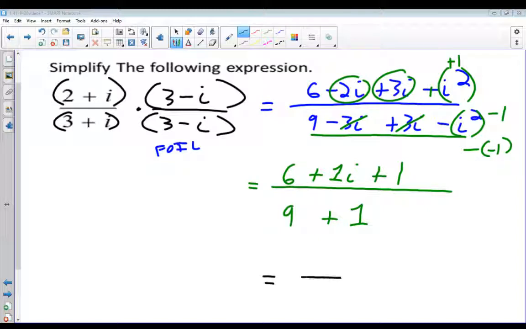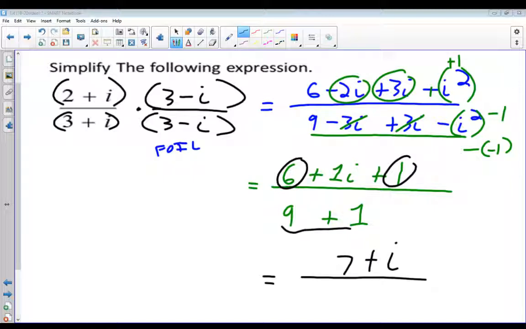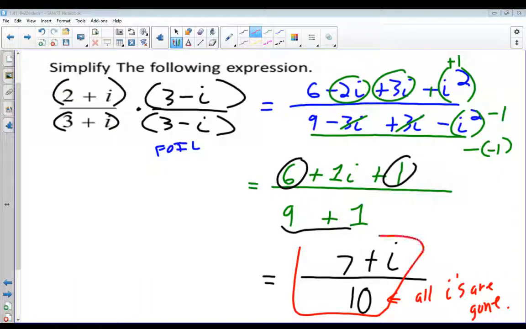Now we can simplify from here. On top, 6 plus 1 is 7. And then you just have the 1i, which you can just write as i, same thing. And then on bottom, 9 plus 1 is 10. And look at that. All the i's are gone. And once all the i's are gone on bottom, then that's your final answer. 7 plus i all over 10. Done.